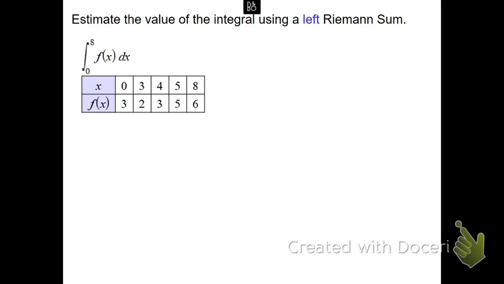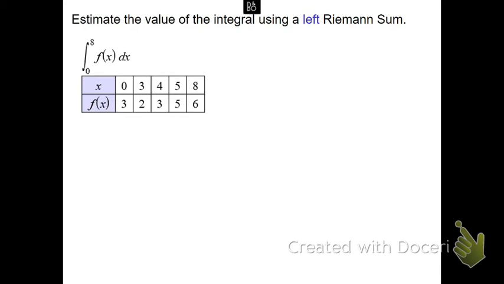Now let's talk about how you'll do these things when you're given a table. Here we want to estimate the area from 0 to 8. We're estimating an integral. Remember, to estimate a derivative, you use slope. To estimate an integral, you use area of rectangles. And they'll tell you whether they want you to do a left or a right Riemann sum. Well, this time we're going to do a left Riemann sum. Now, I could graph this, or you'll see a shortcut in a little while.